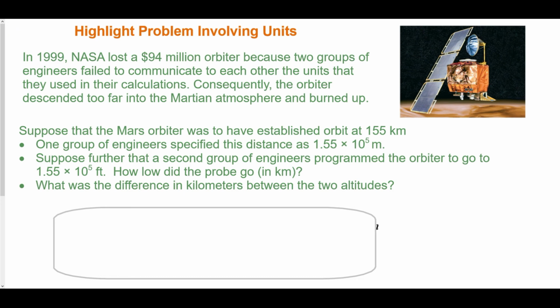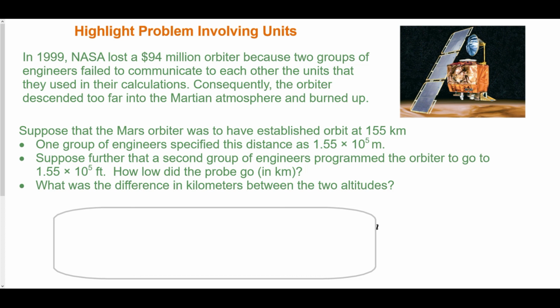Let's try one more challenge problem. In 1999, NASA lost an orbiter, so we're talking about $94 million, because they didn't include the units. Two groups of engineers didn't include the units. So their calculations were off, and it went too far into the atmosphere and started on fire. So we wanted the orbit to be at 155 kilometers above. One group specified it as 1.55 times 10 to the 5th meters. The other one looked at English feet, 1.55 times 10 to the 5th.